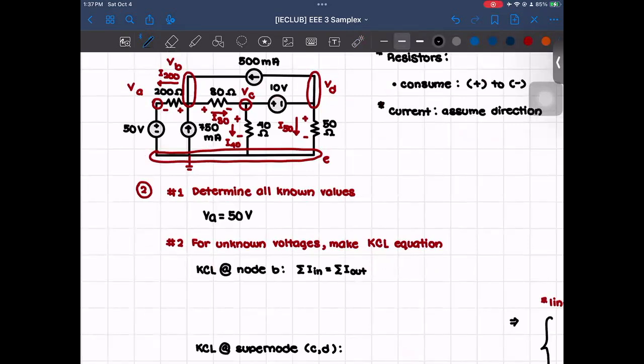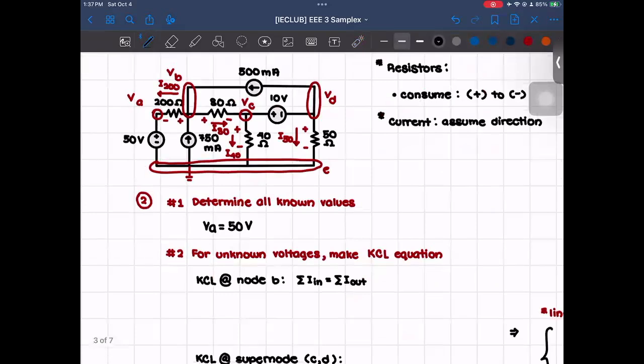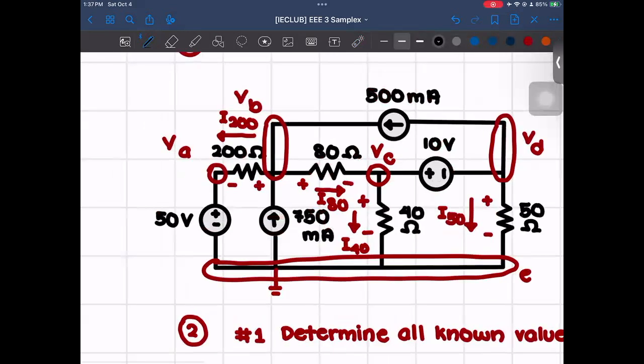So first, for the KCL equation at node B, we do know that the summation of the currents going to this node is equal to the summation of currents going out of this node. And so for VB, based on our directions of the current, the ones going in would be 750 mA and 500 mA, and then the ones going out would be I80 and I200.